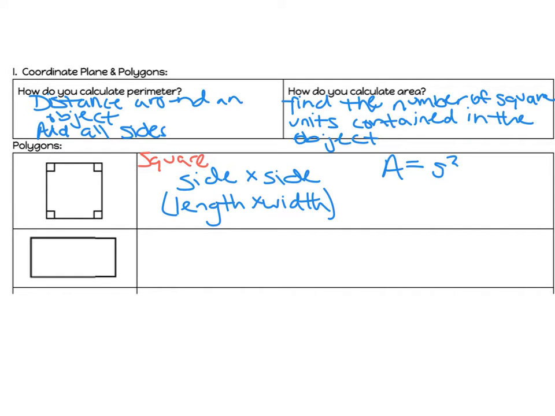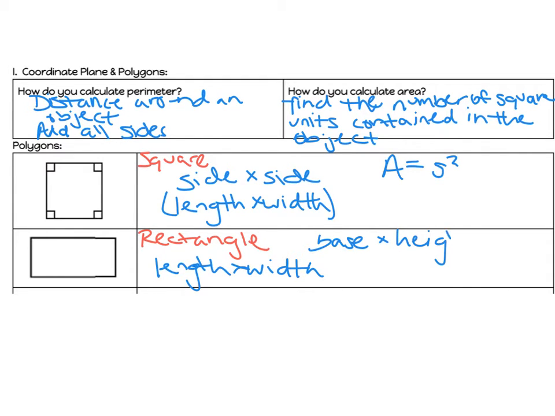All right, with a rectangle, we have different length by width, but in order to figure out the area inside, we can still do length times width. Remember, you may instead also see this as base times height. Okay, so area is length times width, or base times height. Could be the same thing.